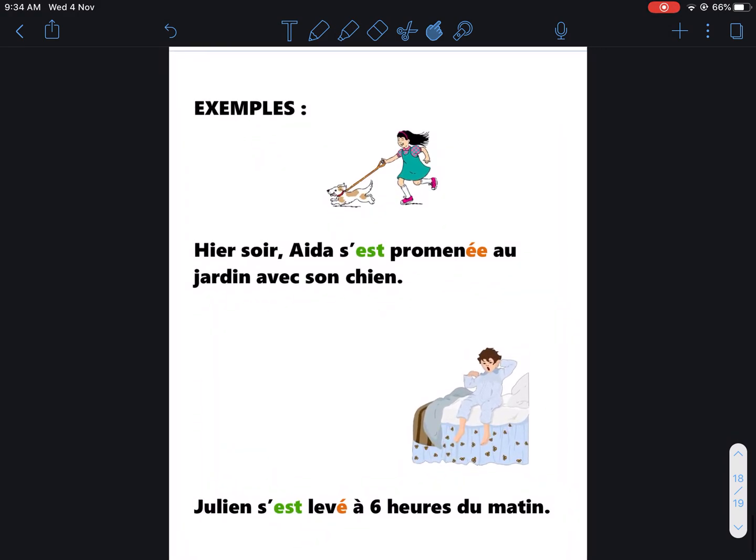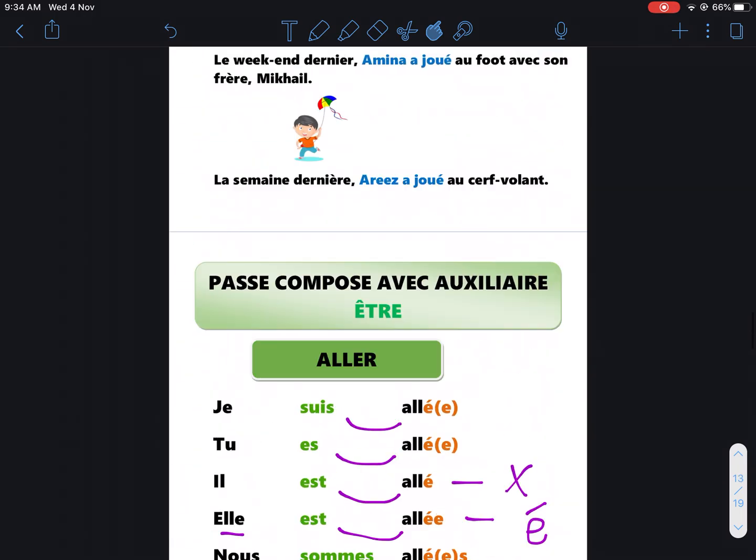Now, we have here the examples. Hier soir, Aïda s'est promenée au jardin avec son chien. Last evening, Aïda went for a walk in the garden with her dog. Second one, Julien s'est levé à 6 heures du matin. Julien woke up at 6 in the morning.